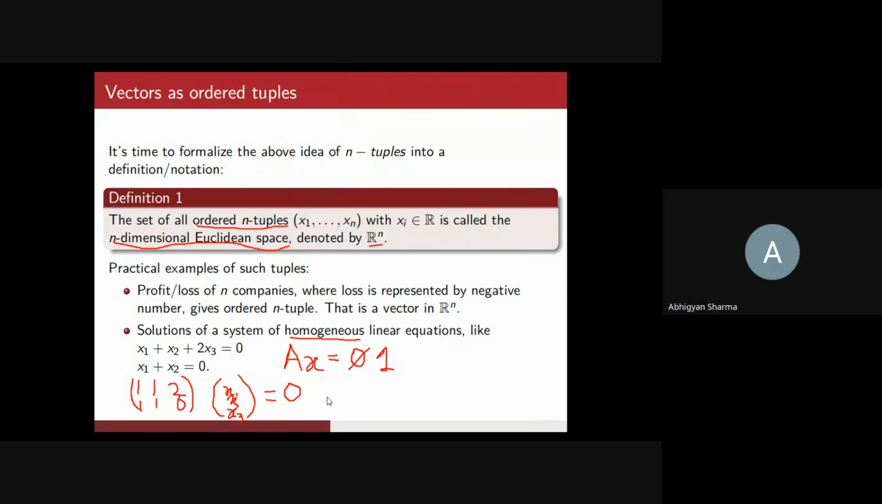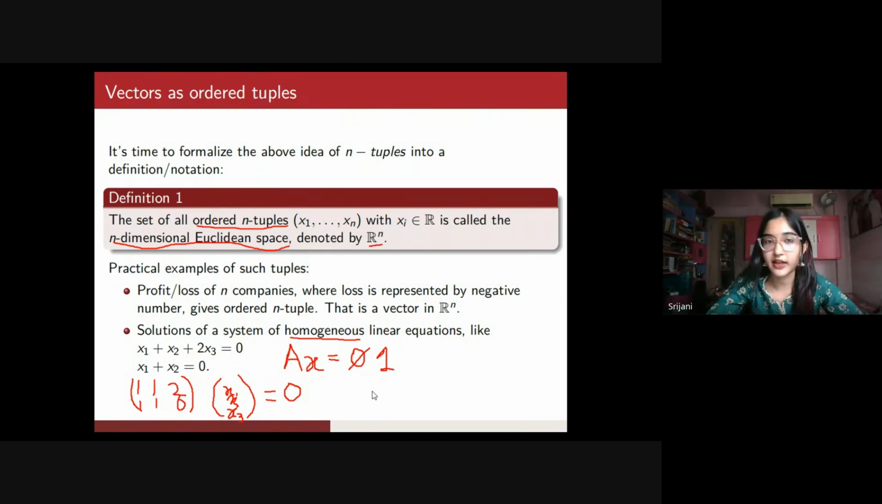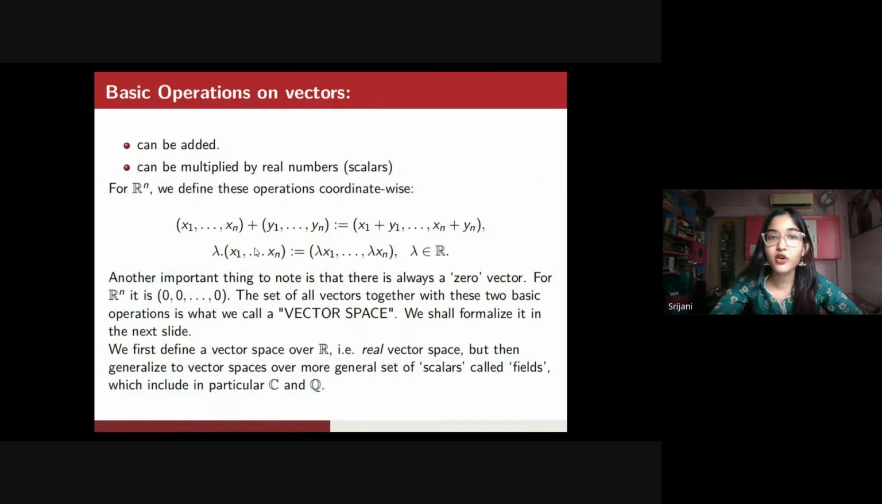Ma'am, but what is vector space actually? Yeah, that I am defining in the next slide. Before that, we need to just recall the operations. You have all learned about vectors, right? In 11 and 12.